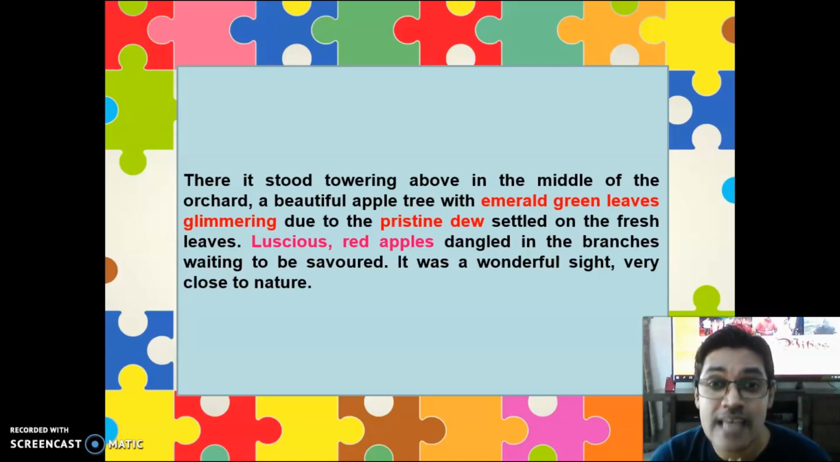Now, if you look at this paragraph, I have used colors. I've used green, I have used red, and then I have used an idea of the glimmering. The word glimmering here, luscious. Most of the ideas here, I have used the sense of sight to describe the apple tree. Now, in the next slide, I'm going to show you another example of how you can use one of the five senses to describe an apple tree. So let us look at the next slide.